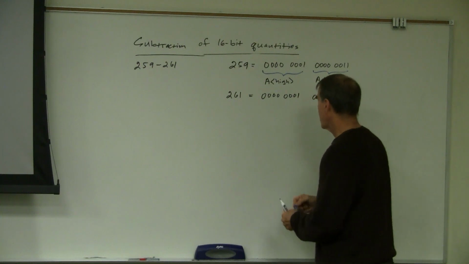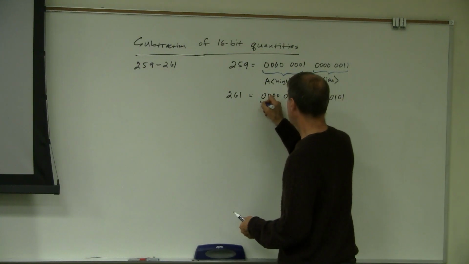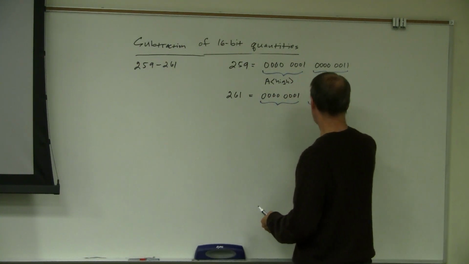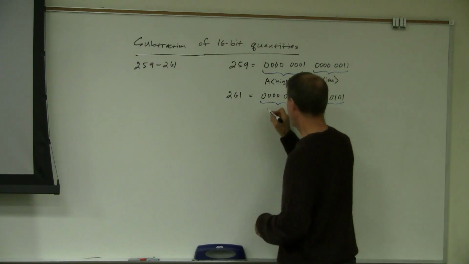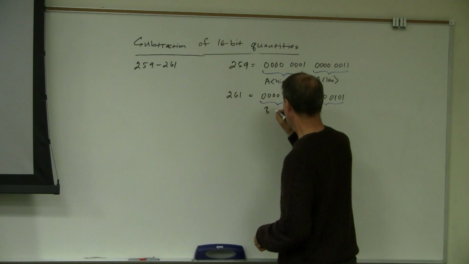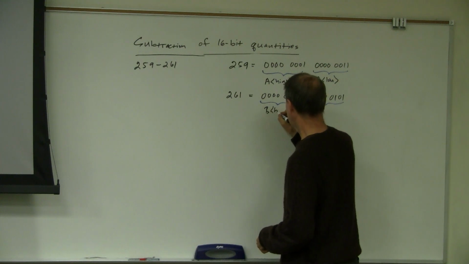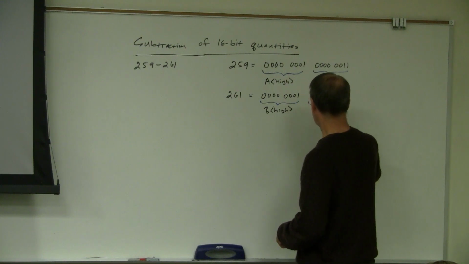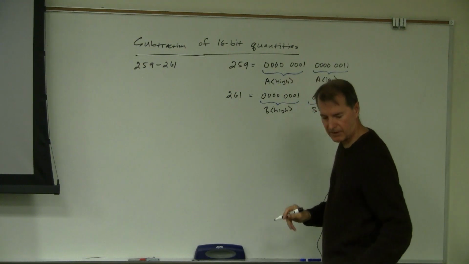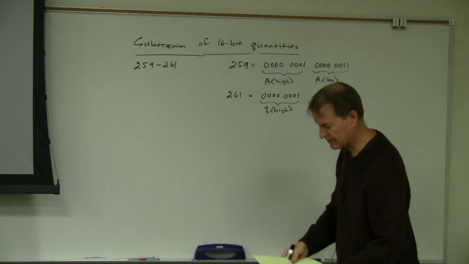And this we're going to call what? B low. So this one is going to be B high, and this is B low.